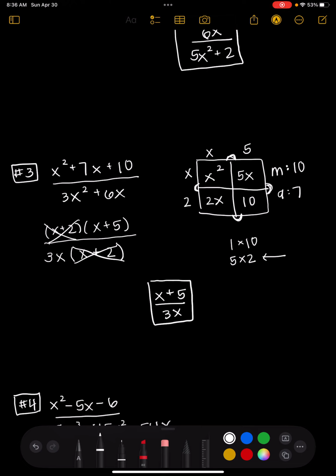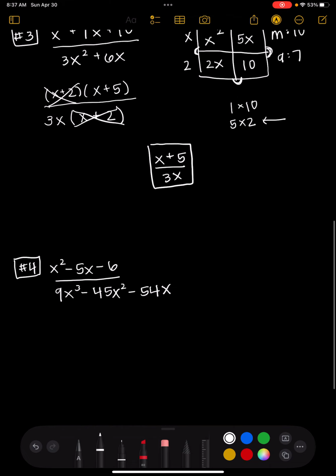So that one was a little bit different because we had to use the box method, but still it kind of works the same. You want to make sure that you factor out the greatest common factors if there are any, use the box method if you need to, and then cancel out whatever the top and the bottom have in common. Okay, let's look at this last example.